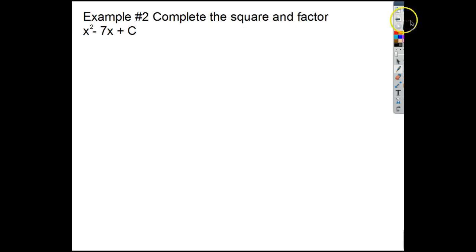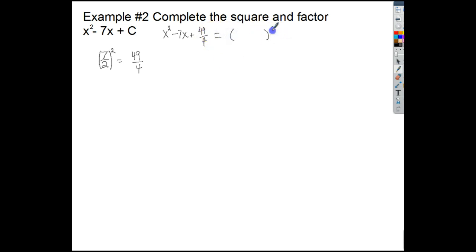Okay. Example number 2, complete the square and factor. Okay, so we're going to work this one together. So to find out what c is, we take half of this number, and that doesn't simplify. So we can't do anything with it except write it as a fraction, and then we square it, which is going to be 49/4. So to complete the square, c would have to be positive 49/4. Okay?